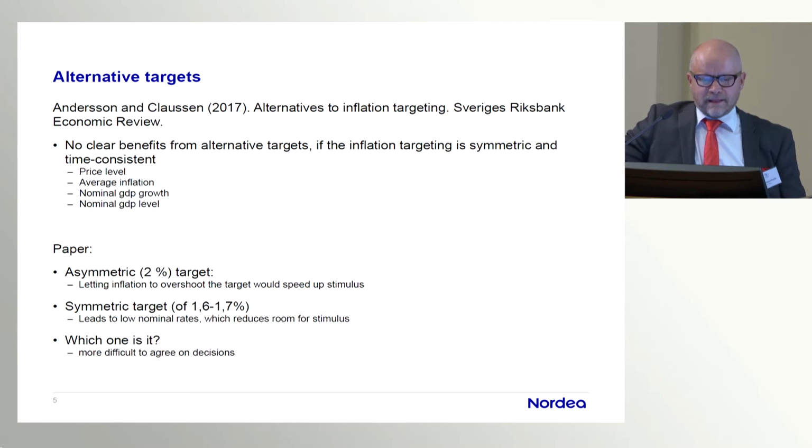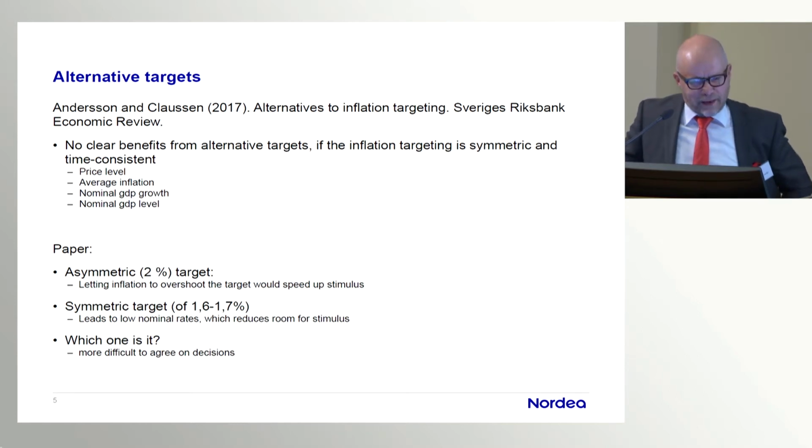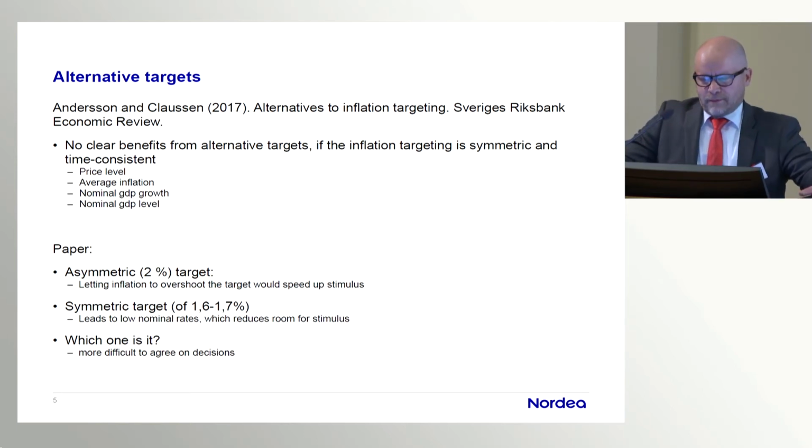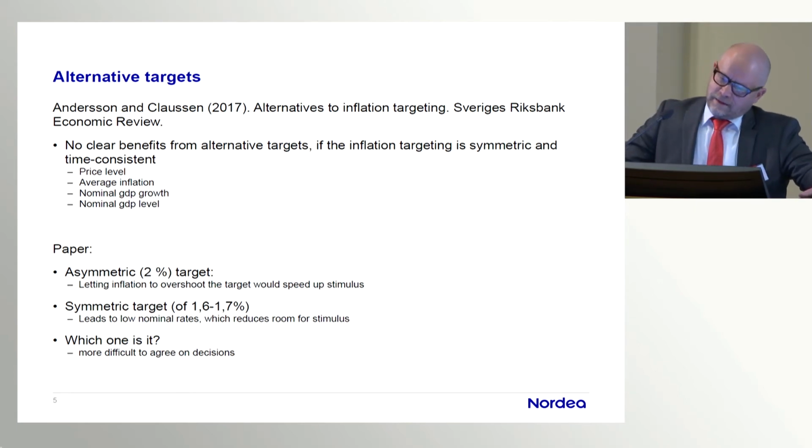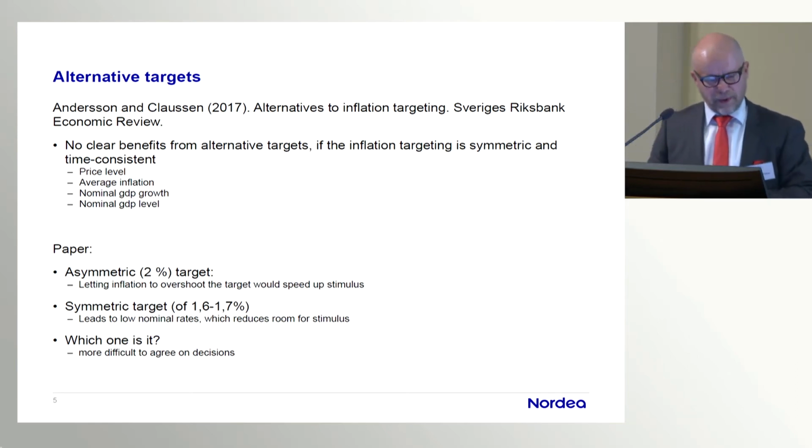And in this context, I did some extra reading, and I came across another paper from the Riksbank, which is a pretty nice overview of the different targets. According to them, there are no clear benefits from alternative targets if your target is symmetric and, of course, time consistent, meaning that market participants believe in your policy where you allow inflation to overshoot after a recession. So you would be okay if your target is symmetric. And you have a nice discussion in your paper between these different targets.